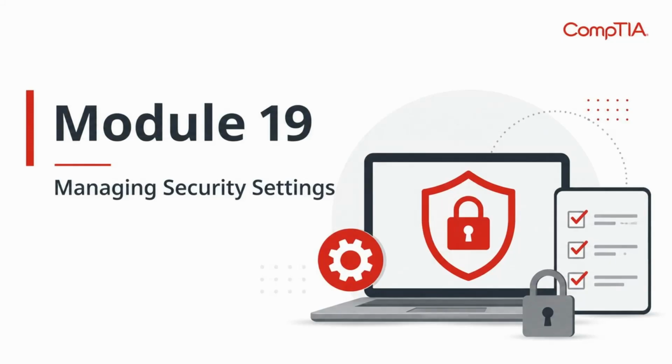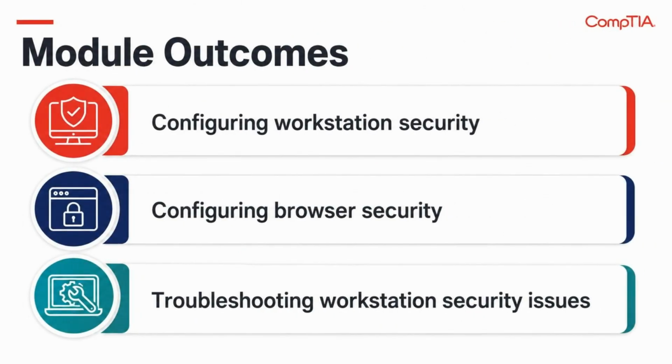Welcome to Module 19, Managing Security Settings. This module covers account security, workstation security, browser security, and troubleshooting workstation security issues, all Core A+ 220-1202 skills. By the end of this module, you'll be able to configure workstation security, configure browser security, and troubleshoot workstation security issues. These three outcomes map to the lessons ahead.